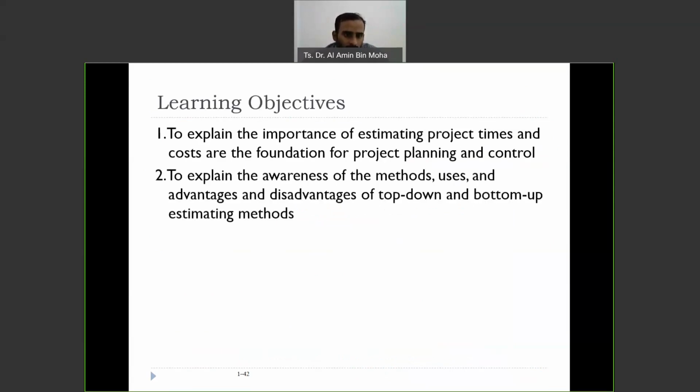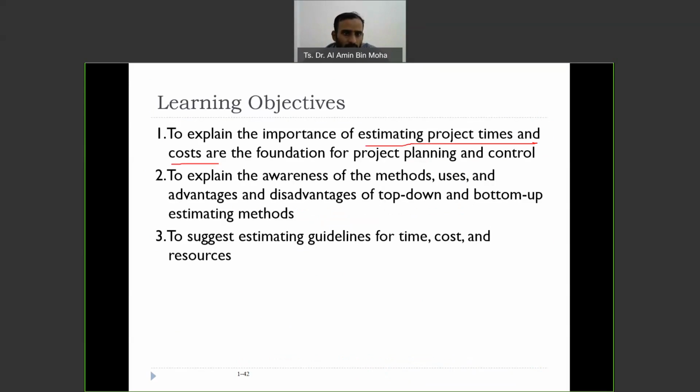So the learning outcomes here. Okay. To explain the importance of estimating project times and costs. So here you're going to understand estimating, basically estimating the project times and costs. To explain the awareness of the methods used, the advantages and disadvantages of top-down and bottom-up. We want to see what these are, and to suggest estimating guidelines for time and cost.